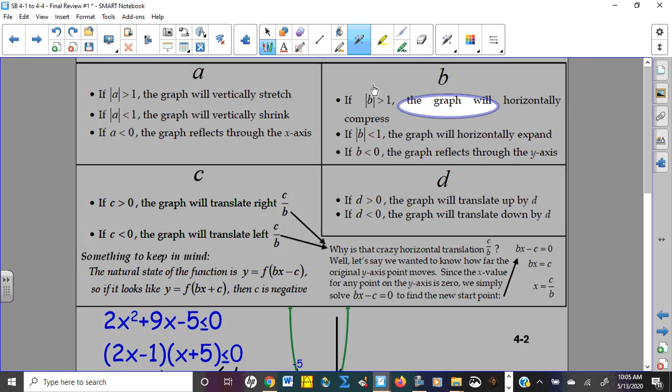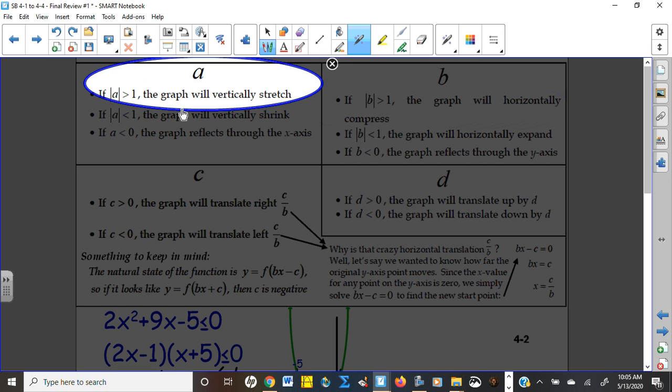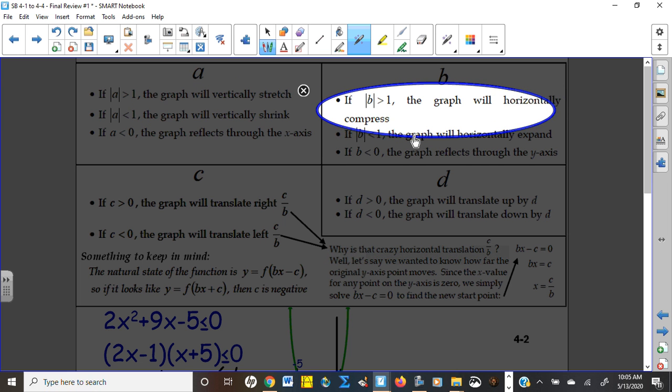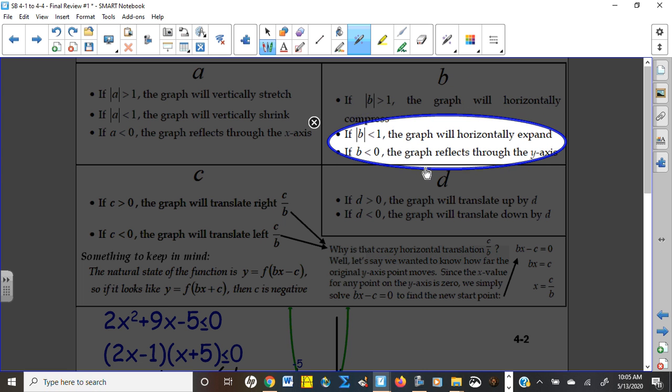It is not going to get bigger like the A value would make the Y values bigger. It's actually going to get smaller. It's going to be horizontally compressed, not horizontally expanded. On the other hand, if the absolute value of B is smaller than 1, then it will get horizontally expanded.